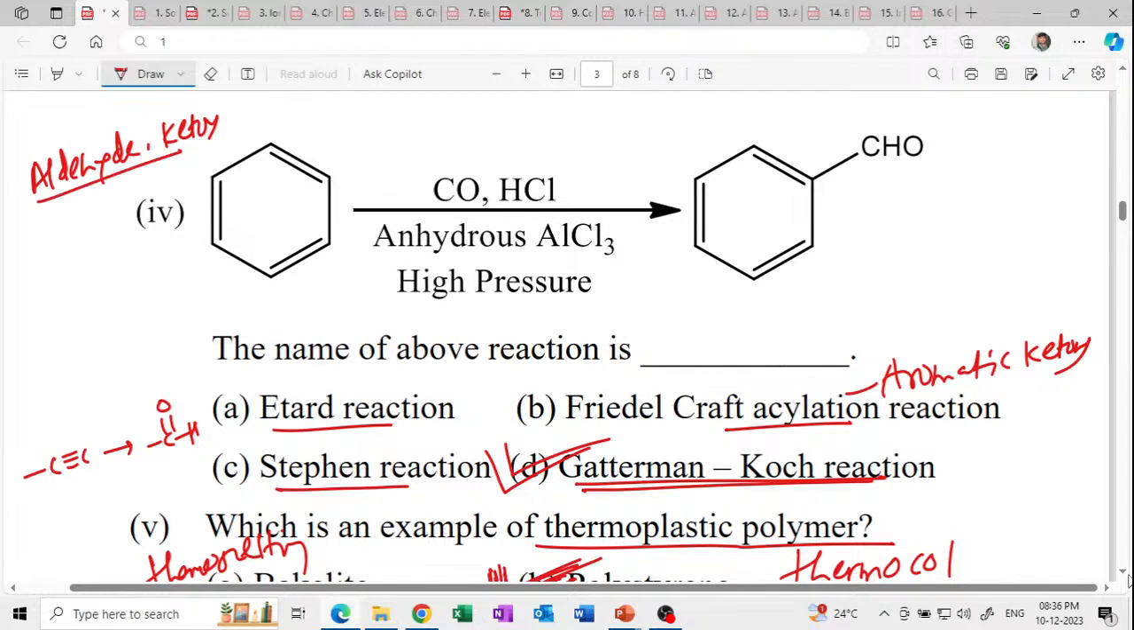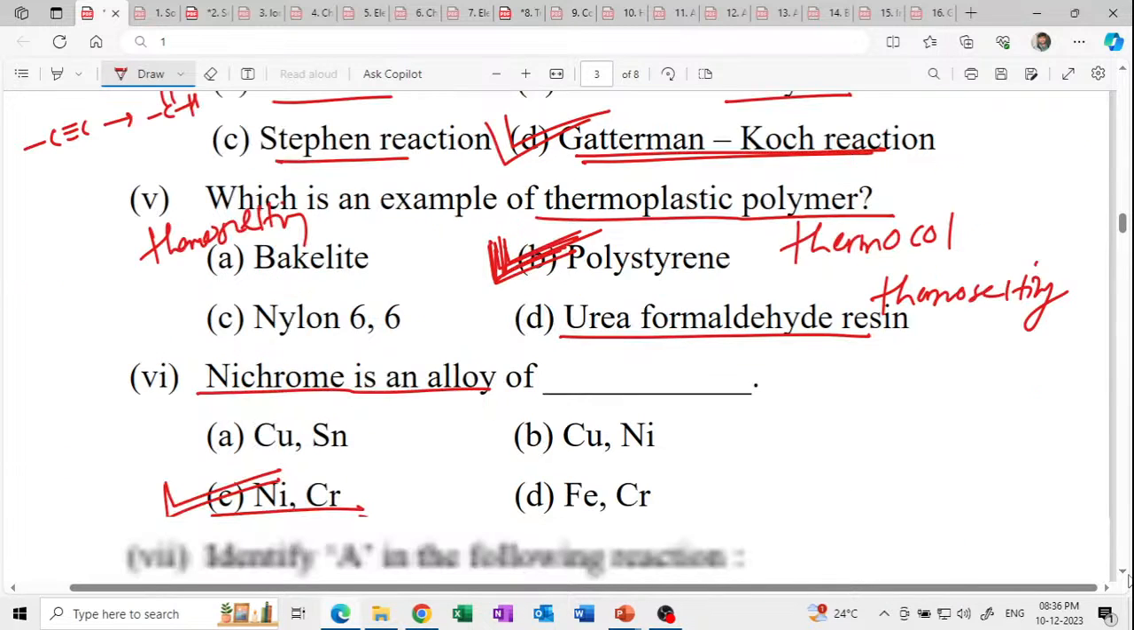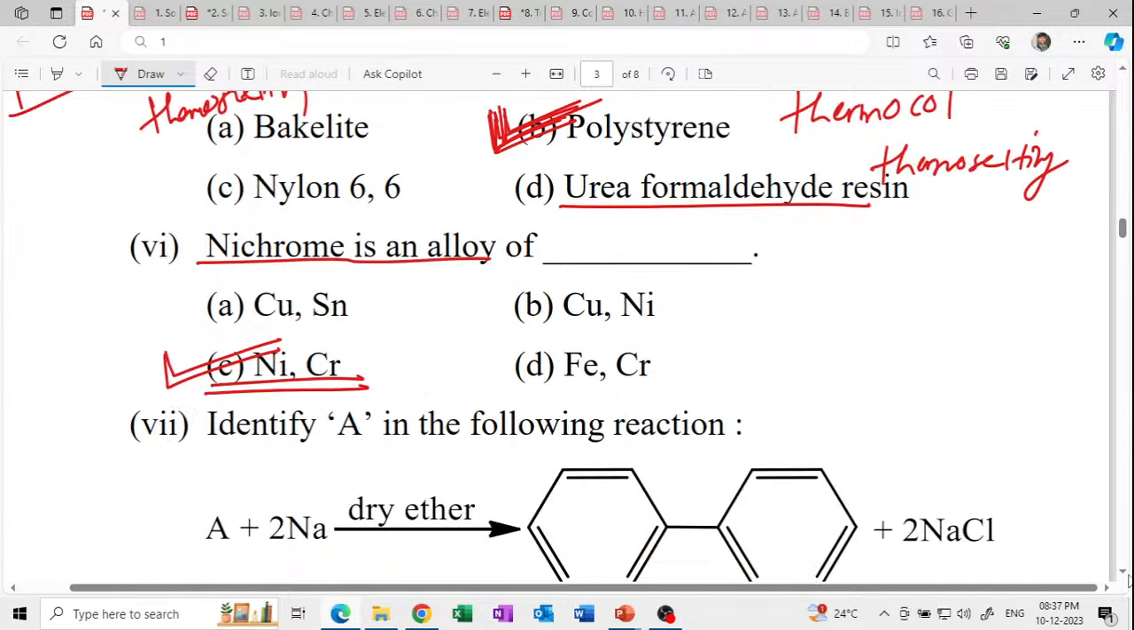Next is which is an example of thermosetting polymers. The question is from introduction to polymer chemistry. So this is the polymer. Introduction to polymer chemistry. Nichrome is an alloy of nickel and chromium. This is from the transition and inner transition elements, the d and f block. D and f block question. Get it? This is very important.